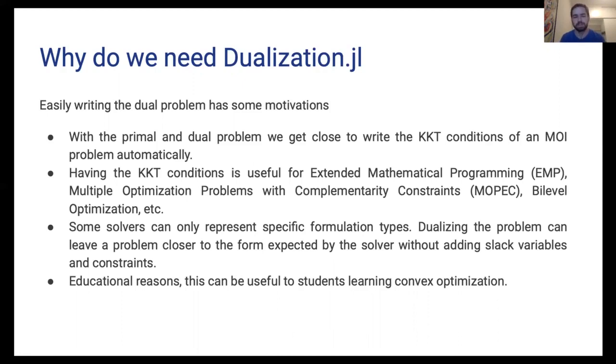The last reason is educational reasons. This can be useful for students learning about convex optimization. During the time that I was in the GSoC program, I was also a tutor in linear programming at PUC-Rio. And many students use Dualization.jl to easily derive and check if they got answers right in their assignments.